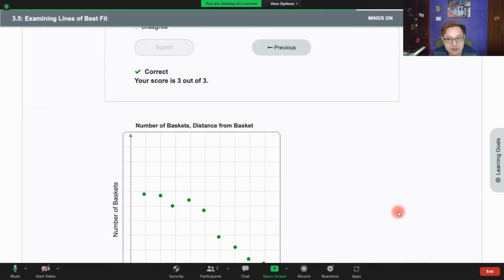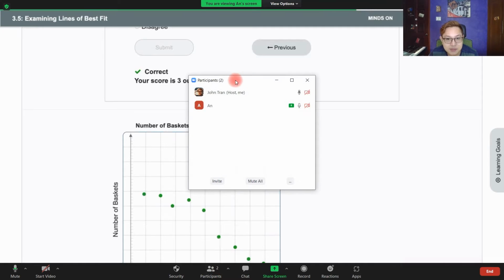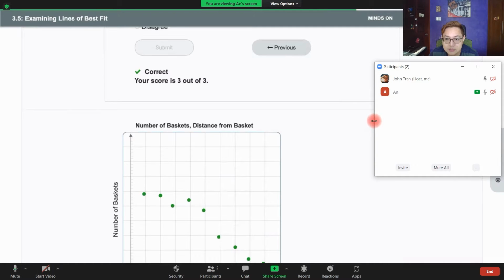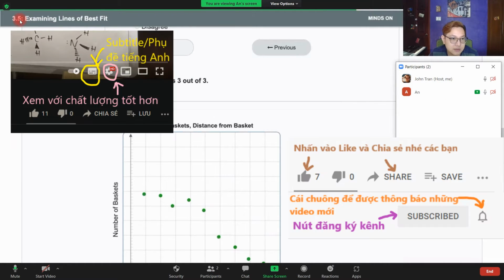Alright, so I'm back with another one-on-one lesson in math, and I have this student here, Anne, who is working on a topic examining lines of best fit in a graph. So basically, graphing. Please continue.